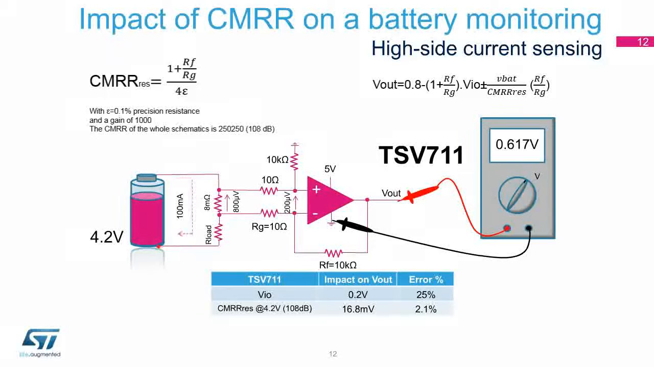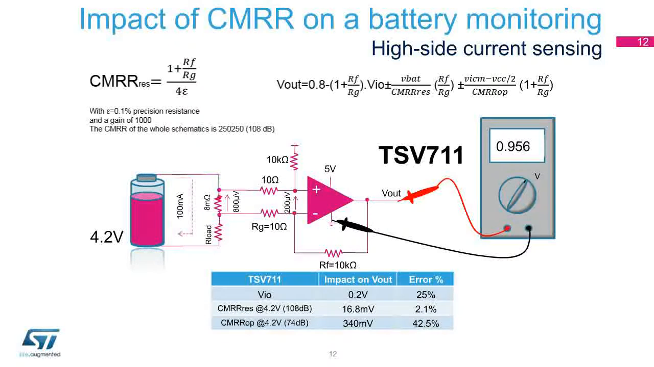So, when the battery is fully charged at 4.2 volts, the CMRR due to the mismatch of the resistance will add an error on the output of roughly 17 millivolts. The TSV711 has its own CMRR specified in the datasheet, which is 74 dB. In this case, the TSV711's CMRR will be the predominant one, and it will cause an error of 340 millivolts on the output, or an error of more than 42% compared to the theoretical value.